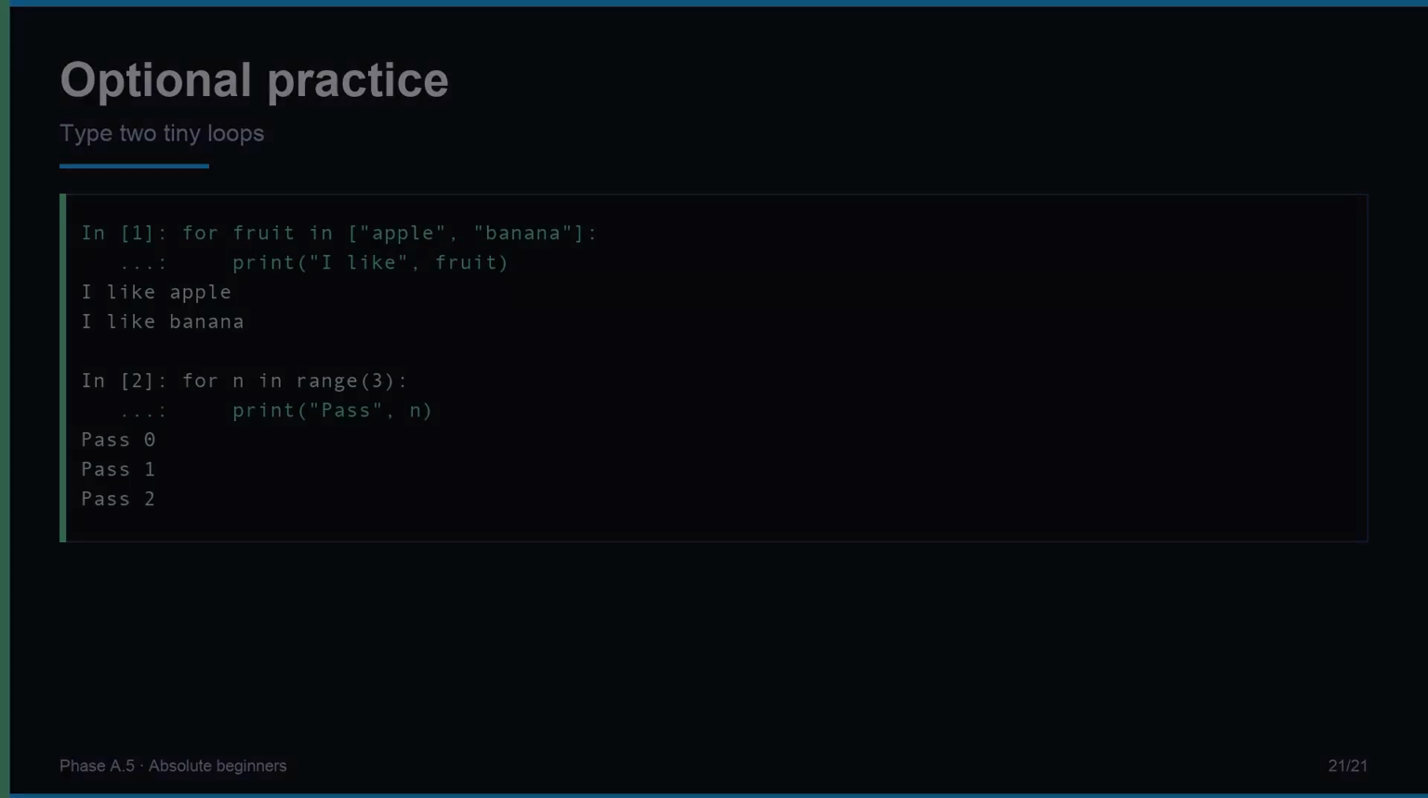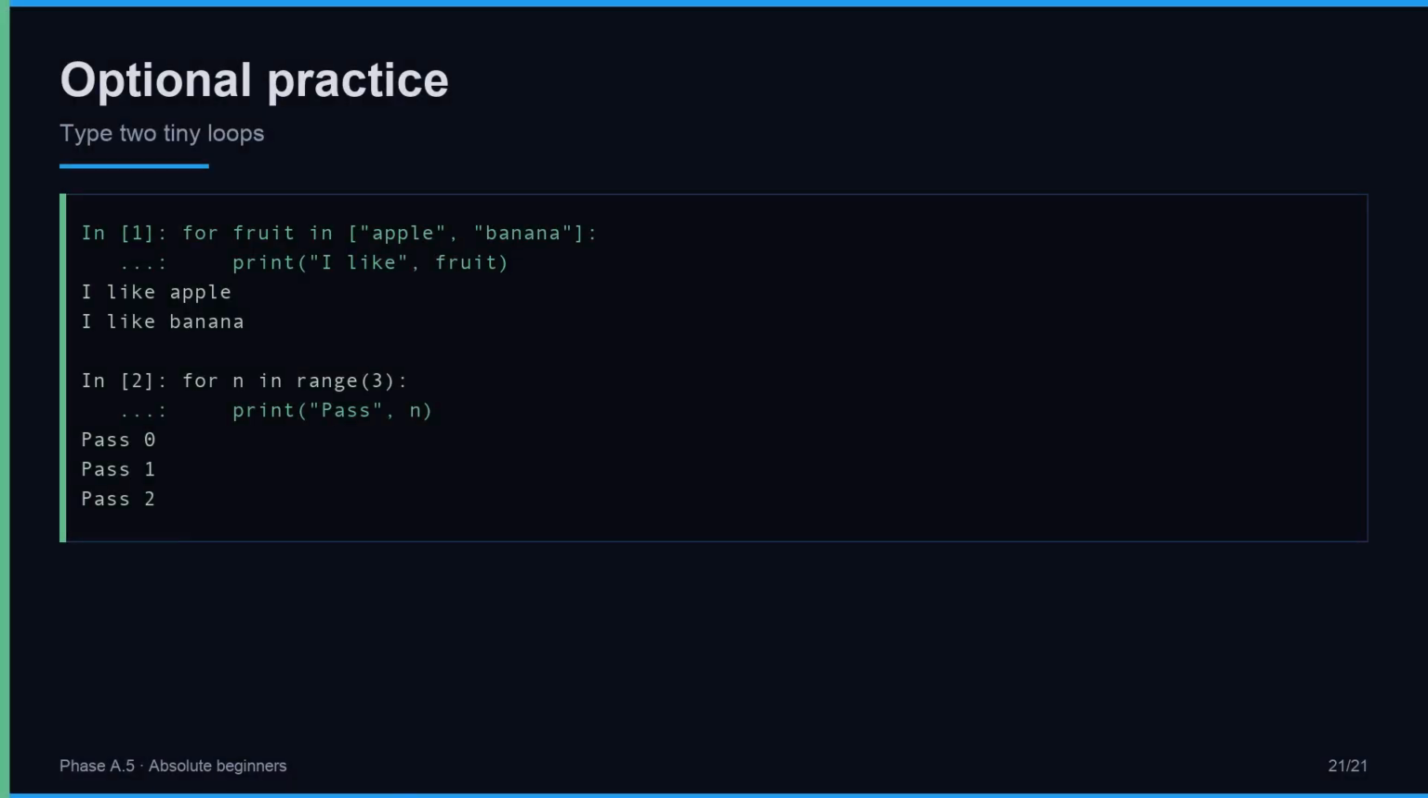Practice is next. If you want a tiny practice right now, type these 2 loops into IPython. The first one loops over a list written directly inside the loop, apple and banana, and prints I like plus the fruit. The second uses range 3 and prints the word pass plus the current number. Notice the output: 2 lines from the first loop, 3 lines from the second. 2 items, 2 passes. 3 numbers, 3 passes. When that feels natural, you are ready for the next lesson.